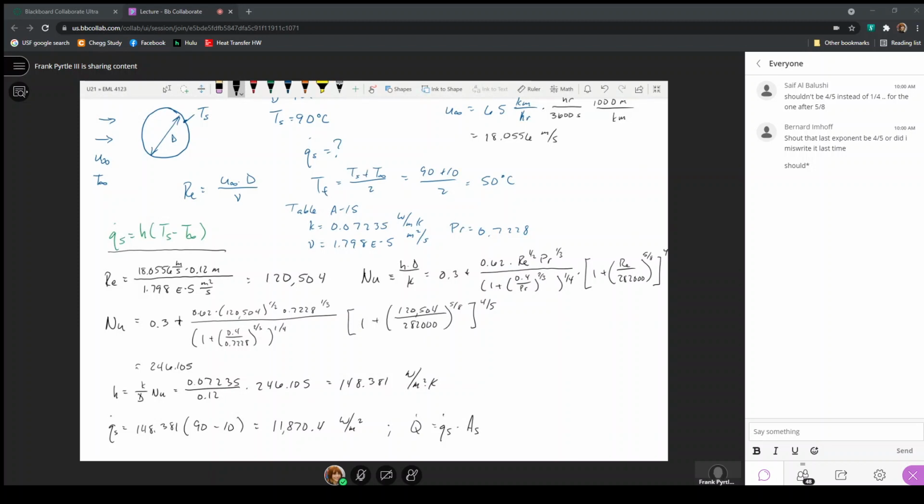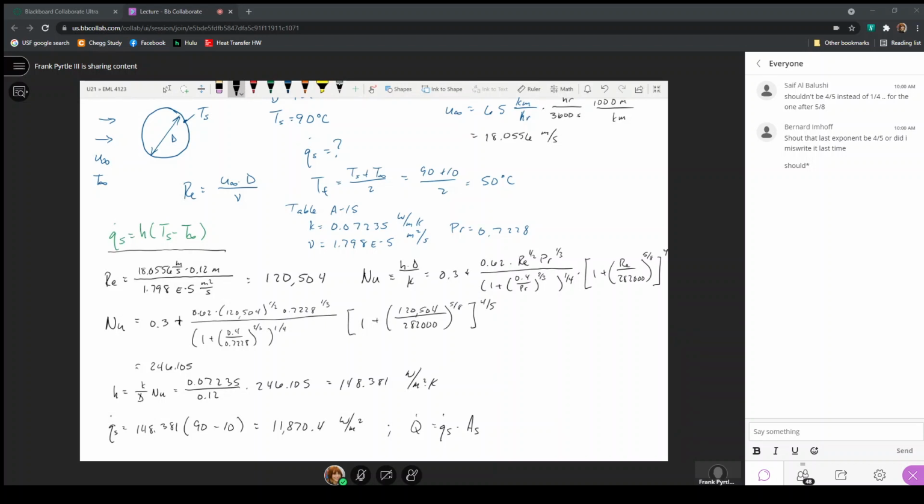So if a length for the pipe or a length for the cylinder was defined, then this surface area would just be the perimeter, pi d, times the length of the pipe, and that would allow you to calculate a heat transfer rate for the problem once you have the heat flux.